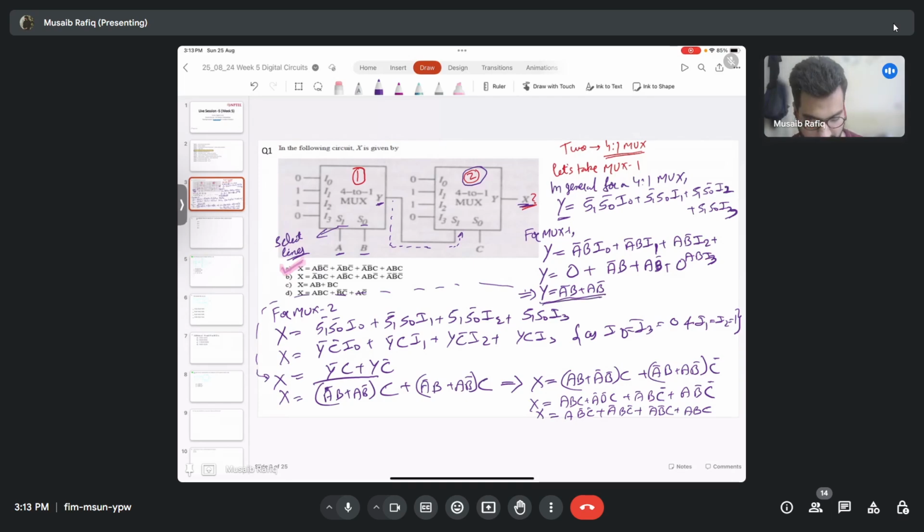Then this Y goes as a select line to mux 2. For that, I also wrote the expression, plugged in the values of I0, I1, I2, I3, and I got X equal to Y bar C plus YC bar. Then I plugged in the value of Y, which I got from here, and ultimately I got my final expression as this. The only thing is you need to know this expression for a 4:1 mux, which is quite easy to write.